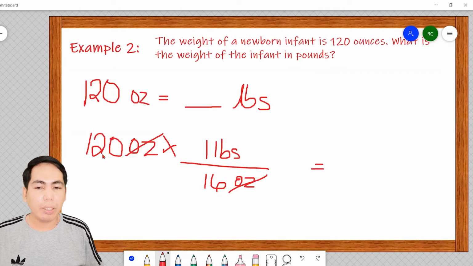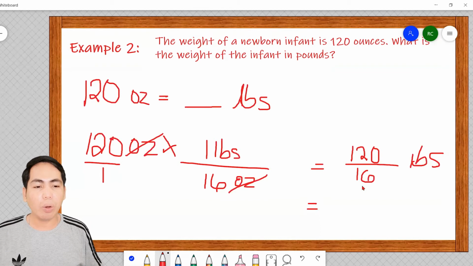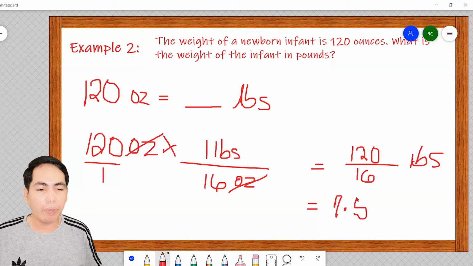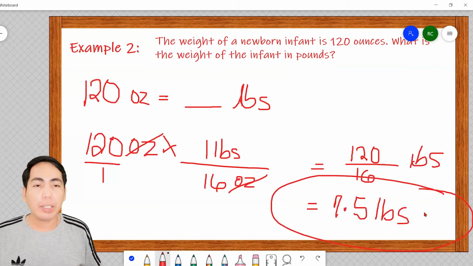So we have here 120 times 1 will give us 120, while 120 is understood to have a denominator of 1, so 1 times 16 will give us 16. 120 over 16, or 120 divided by 16, will give us 7.5 pounds. So in other words, 120 ounces is equivalent to 7.5 pounds.